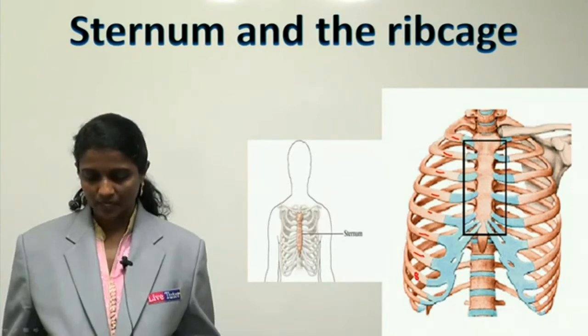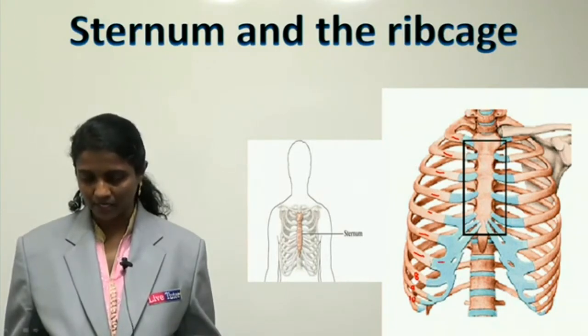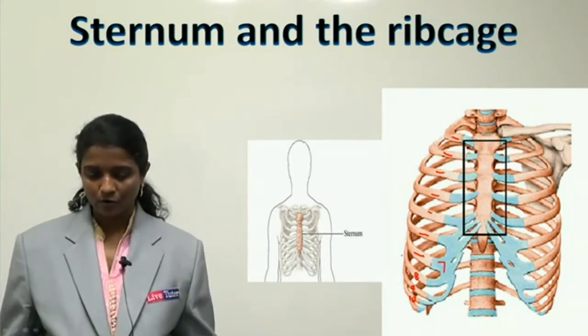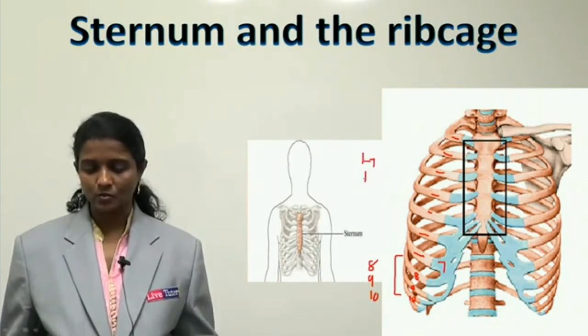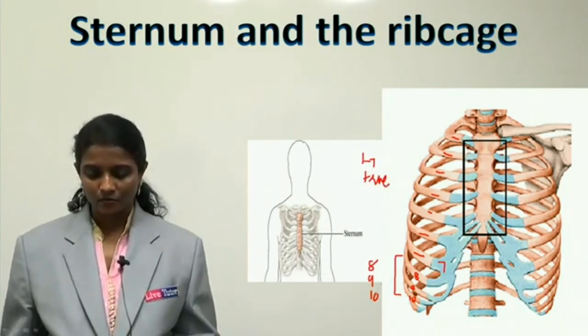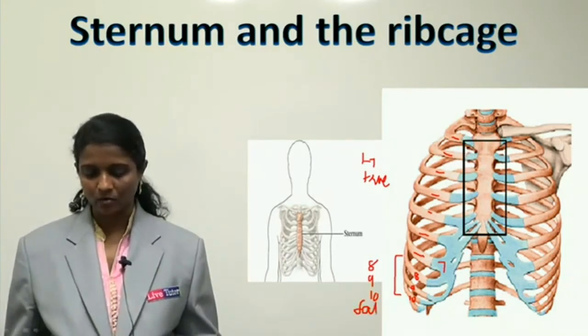8, 9, 10 will not be attached to the sternum, rather they will be attached to the 7th bone. This is the 7th, right? So, those 3 are called false ribs. These 8, 9 and 10 are false ribs, whereas 1 to 7 are all true ribs, because the false ribs are attached straight away to the 7th bone. So, they are called false ribs.